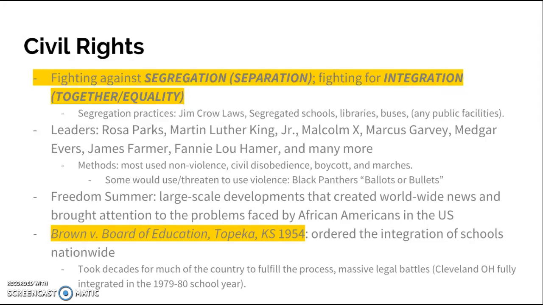Probably the earliest really big key step in the civil rights movement is the huge Supreme Court case, Brown v. Board of Education, Topeka, Kansas. It ordered the integration of the schools nationwide. This process took a long time, and nobody was fully sure what integration meant. Did it just mean that Black students could go to school with white students, or did it mean that the populations had to be half and half? We weren't sure. And so there's a lot of troubles throughout the next several decades trying to figure out exactly what integration of schools meant.